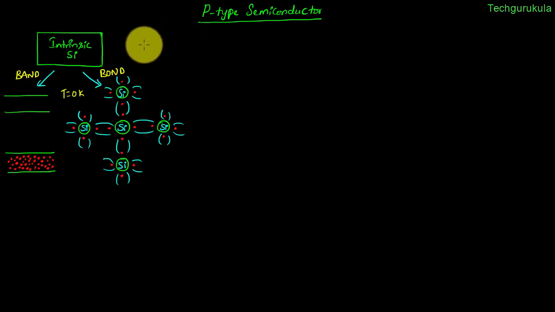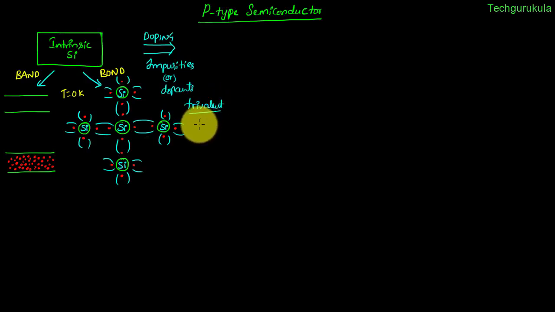Let me take this intrinsic semiconductor and add some impurities, or let's say dopants, in a controlled manner, which is called doping. And let's say these impurities are trivalent in nature. Examples of trivalent impurities are boron, aluminum, gallium, and indium. So let me take boron as an example for doping this intrinsic semiconductor.